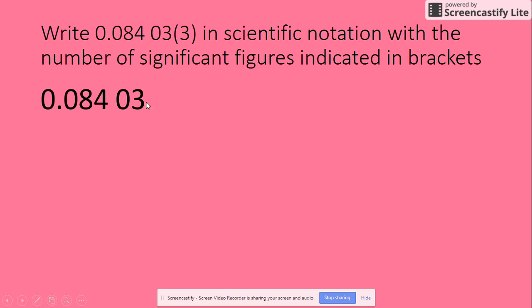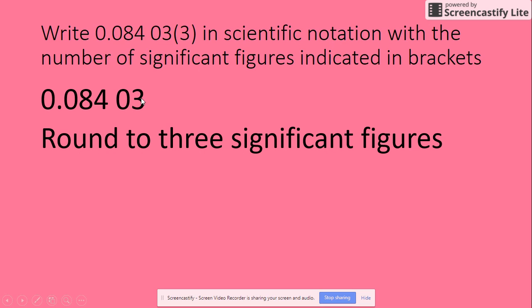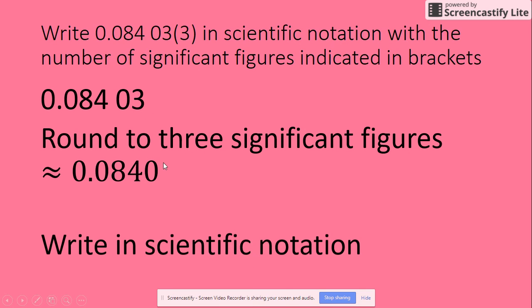Now what we've got to do is go to the third significant number. The third significant number is the 0 here. That's our third one. So we look at the 3. Can the 3 change the 0? No, it can't. We can't change that 0 at all, but then because it's a decimal, the 3 will die. So round to 3 significant figures, and you've got 0.0840. So the 3 has died.